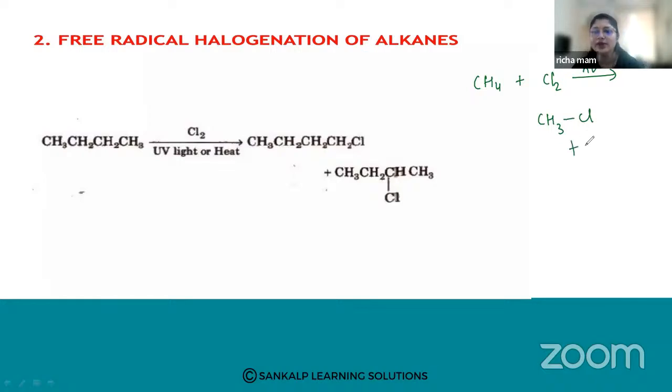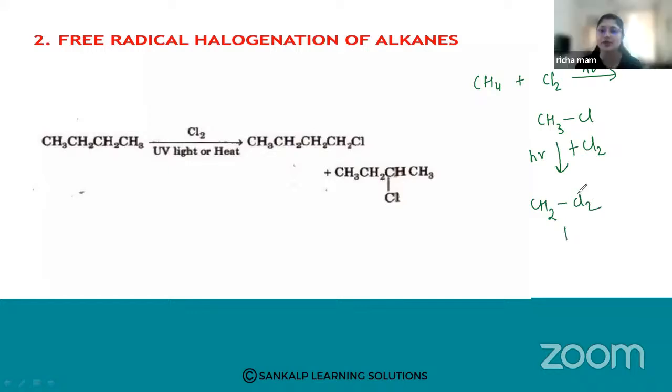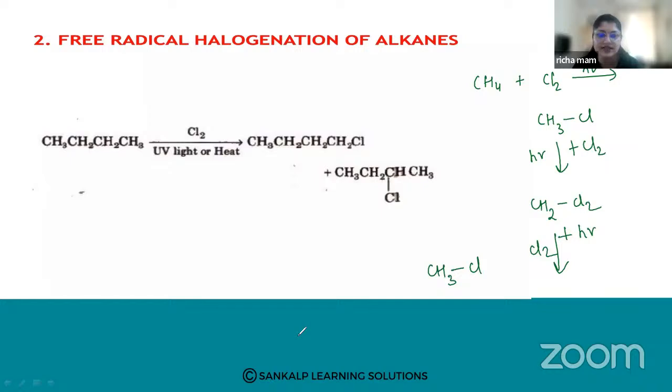Suppose again I am doing chlorination. Again I have supplied the light and again I have given the halogenation. Then what will happen? Again CH2Cl2. Again, I have not stopped. It depends on how much you are supplying. Now again I am supplying UV light and I have given the halogenation method. So what will happen? It will be CHCl3.